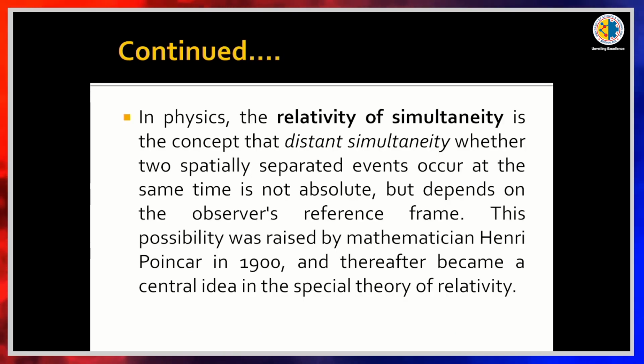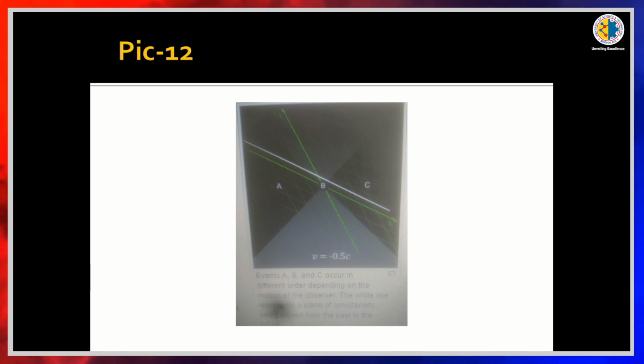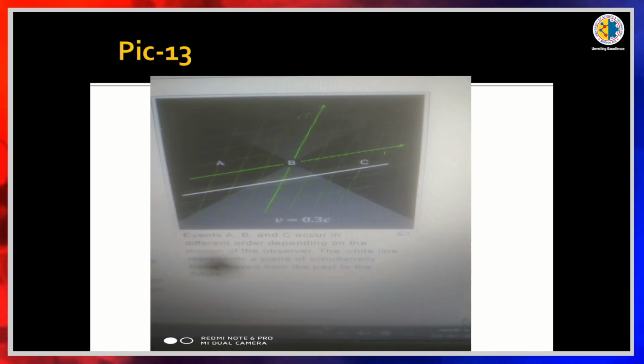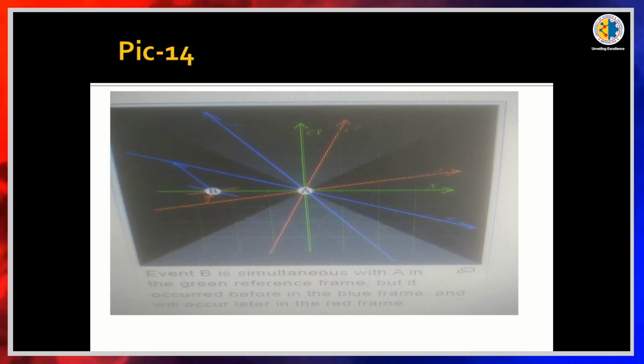In physics, the relativity of simultaneity is the concept that distant simultaneity, whether two spatially separated events occur at the same time, is not absolute but depends on the observer's reference frame. This possibility was raised by mathematician Henri Poincaré in 1900 and thereafter became a central idea in Einstein's special theory of relativity. So, these are the pictures of different situations.